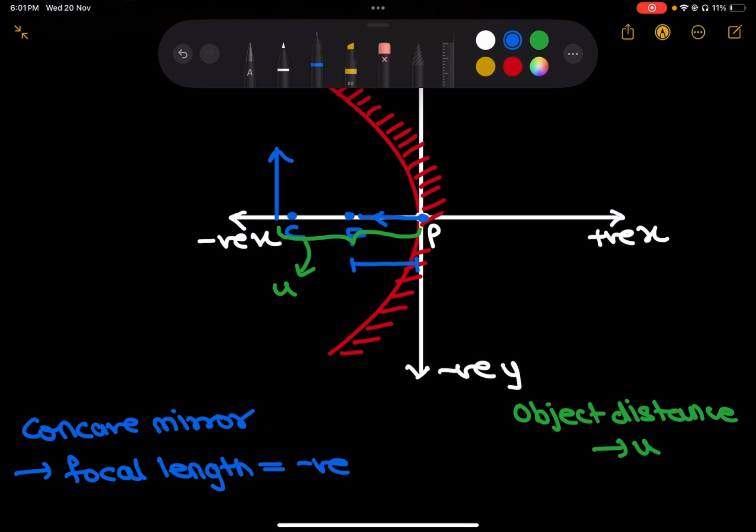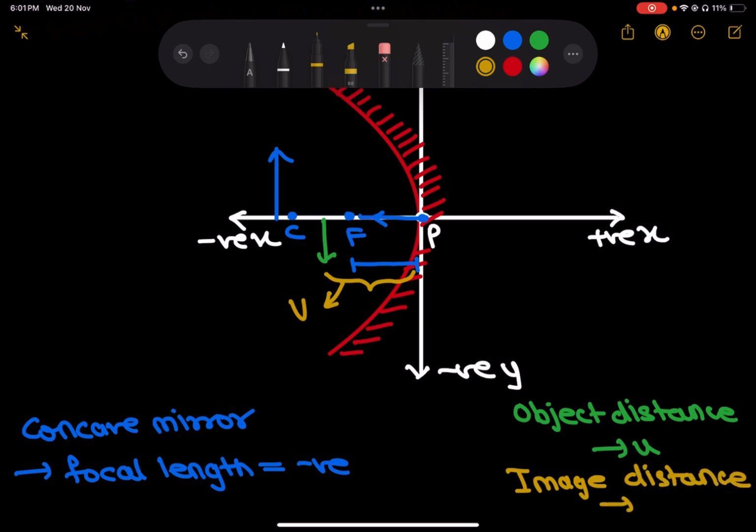Okay, and suppose the image is formed here. So this is getting a bit crowded, I'll just rub this off here. Suppose the image is formed here. Then this distance, the yellow one, is known as v, the image distance, the distance of the image from the pole. So object distance is u, image distance is v.